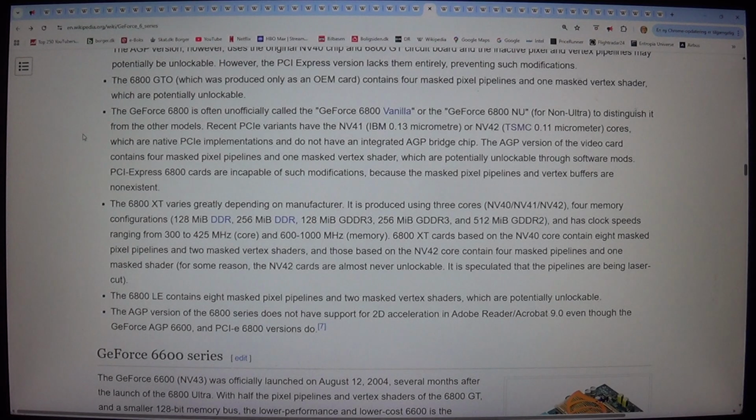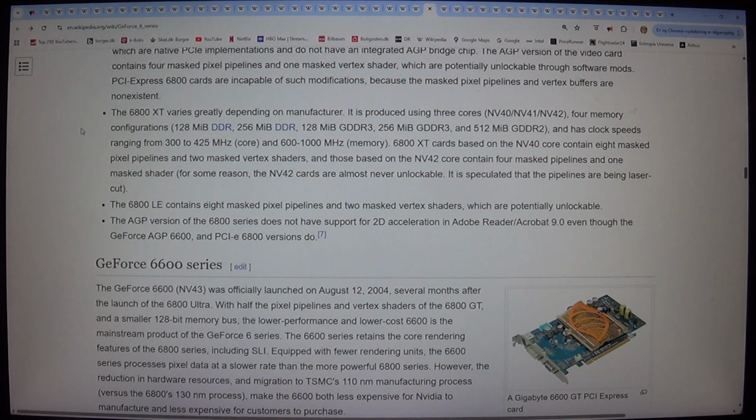The AGP version of the video card contains 4 masked pixel pipelines and 1 masked vertex shader, which are potentially unlockable through software mods. PCI Express 6800 cards are incapable of such modifications, because the masked pixel pipelines and vertex shaders are non-existent. 5. The 6800 XT varies greatly depending on manufacturer.